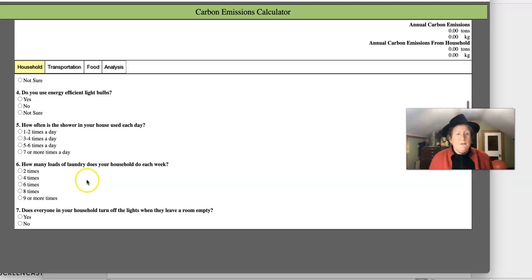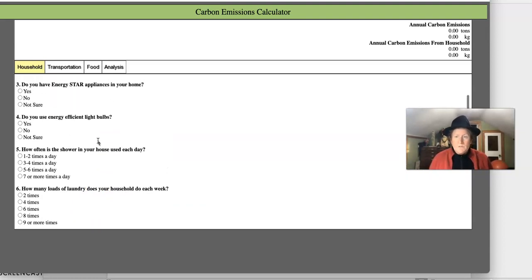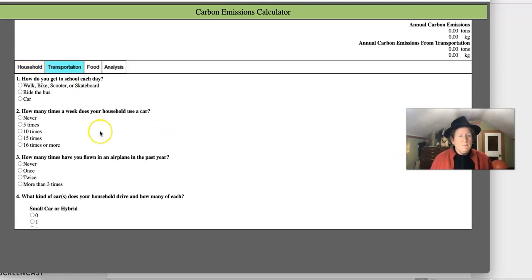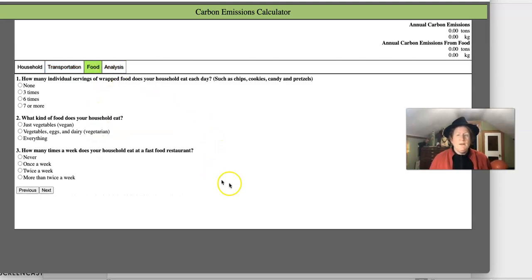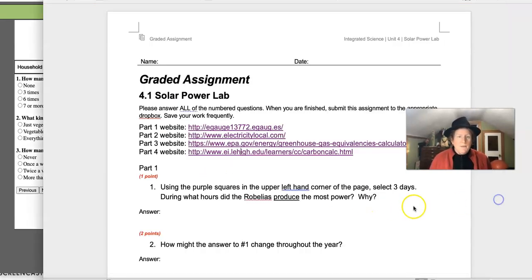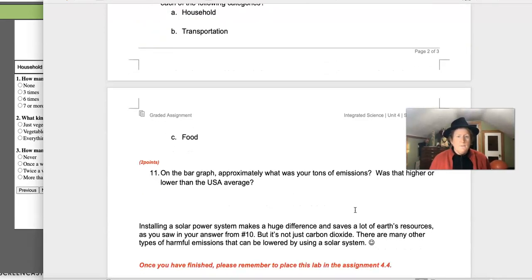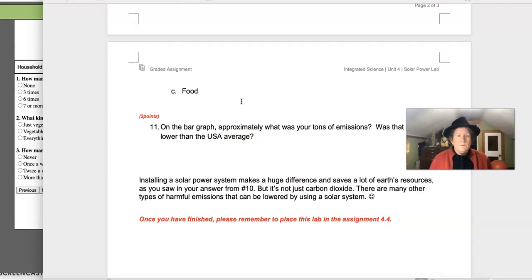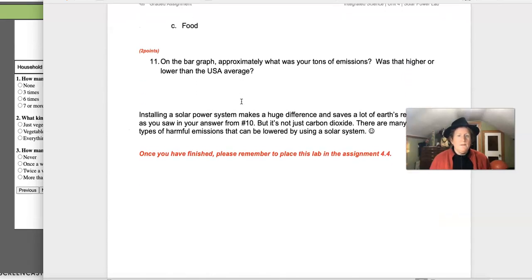You can think about how many loads of laundry. This is all going to depend on you, and you may have to talk to some of the folks in charge of laundry and kitchen and transportation here, because there are questions about transportation, food, and then it gets to some analysis. You use your answers there to answer the questions for number 10 and 11.